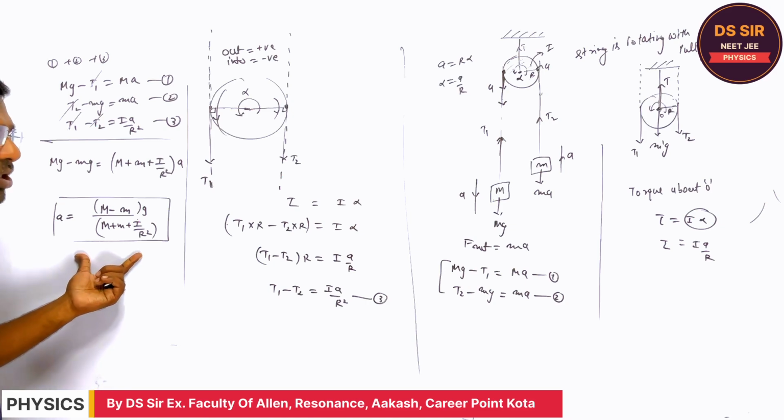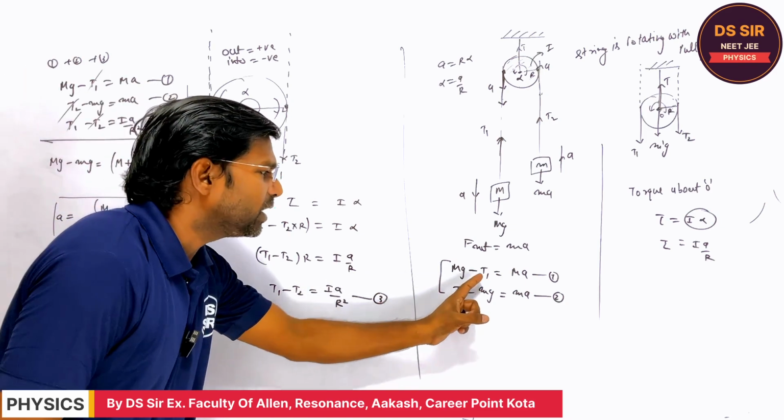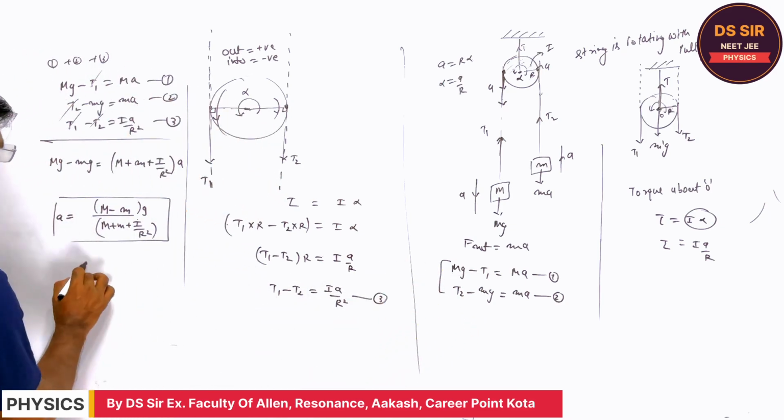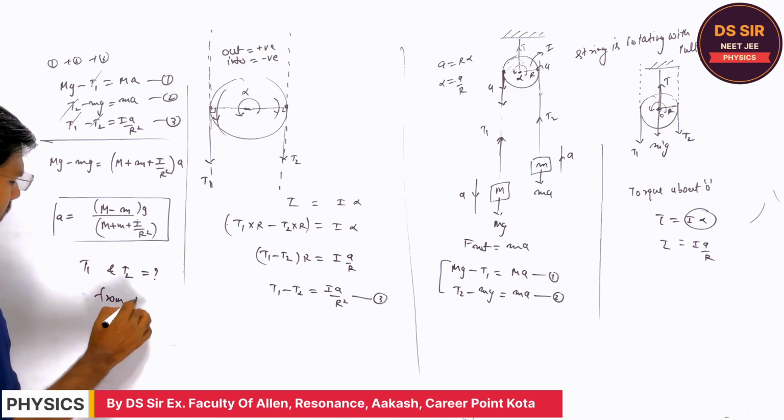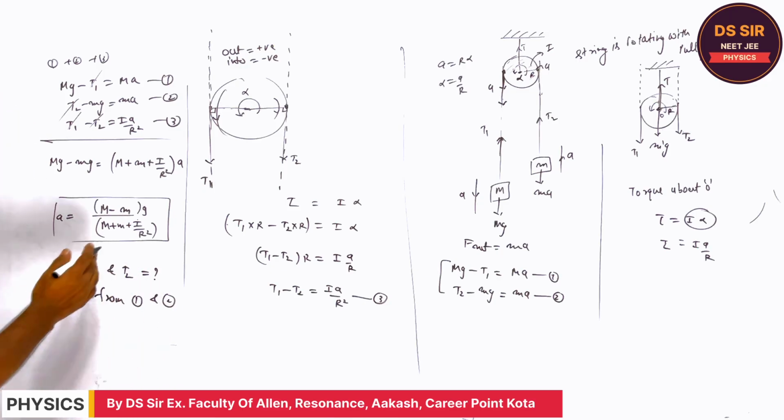After getting the acceleration of the system, T1 and T2 can be found from equation number 1 and 2. Is it clear? Copy this.